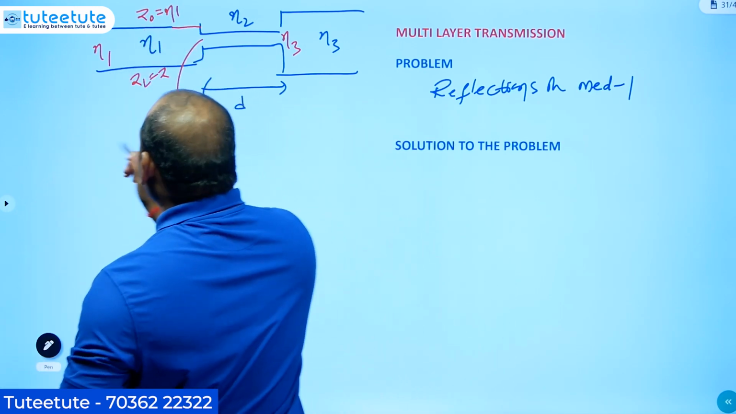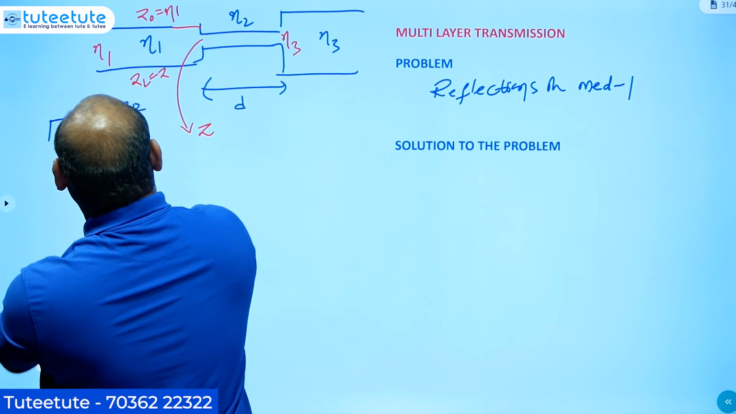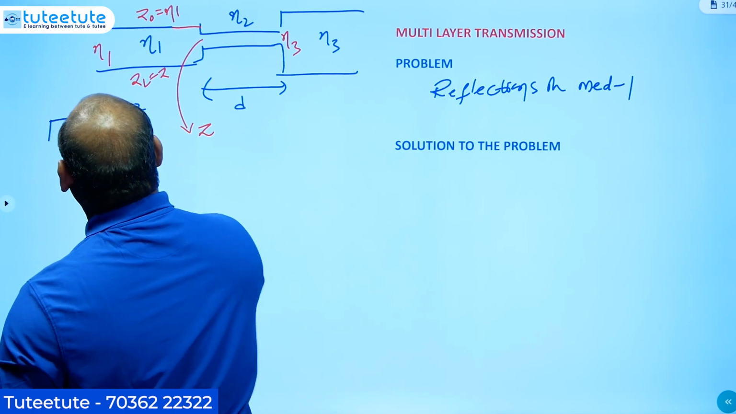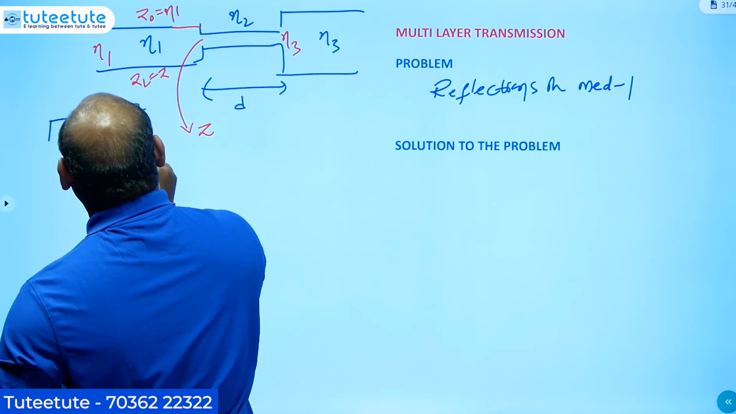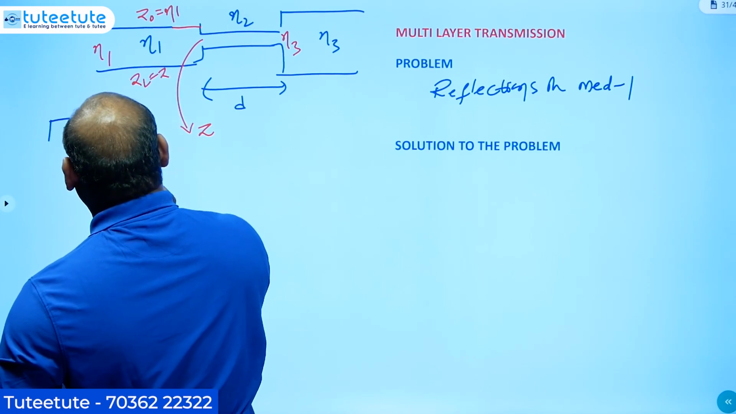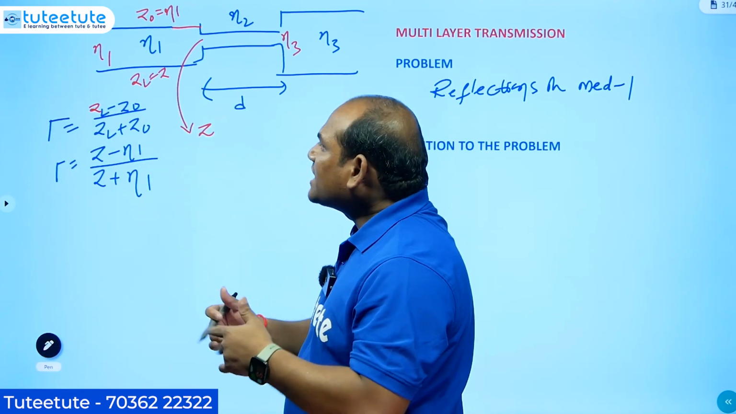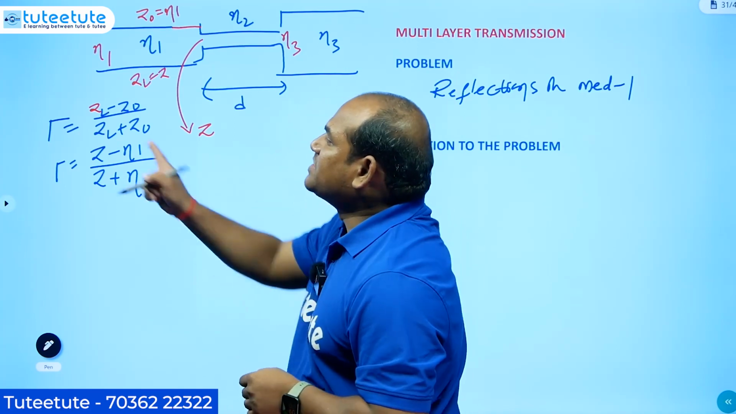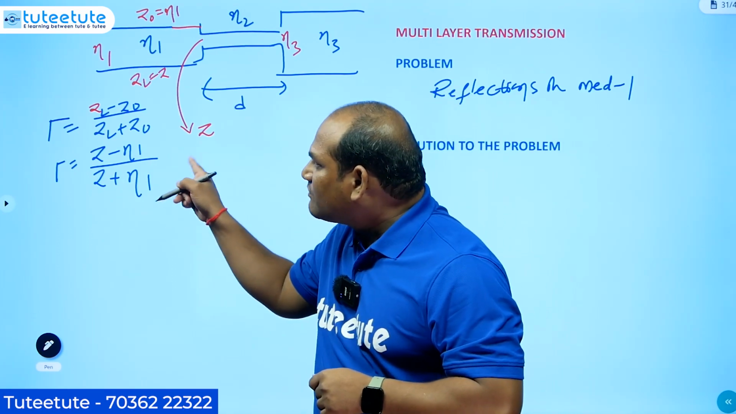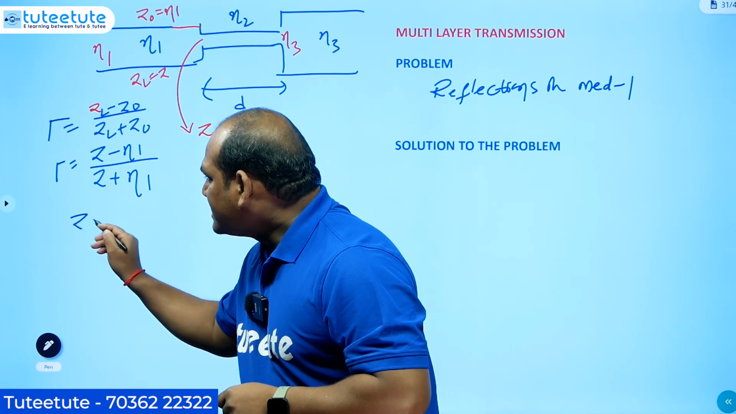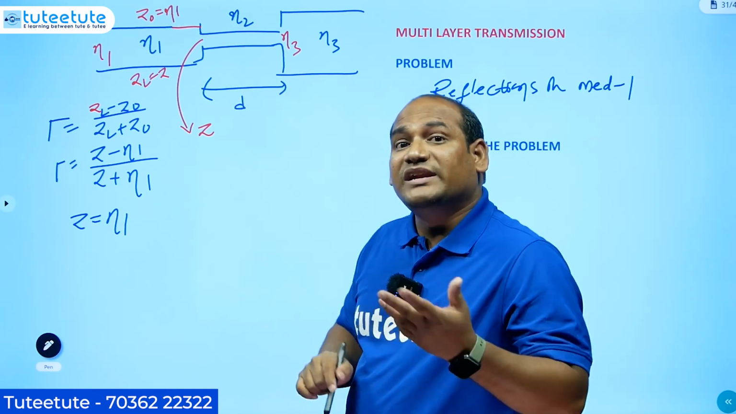By having these things, I can write its gamma. Gamma is equal to (ZL minus Z0) by (ZL plus Z0). So it is equal to, what is ZL? Z. Minus, what is Z0? Eta 1, by Z plus eta 1. So this is the gamma for transmission line 1. So what is our problem? Reflections in medium 1. That means we need to make this reflection coefficient equal to 0. That means we can get Z is equal to eta 1. What is Z? We don't know. That is what we need to calculate.